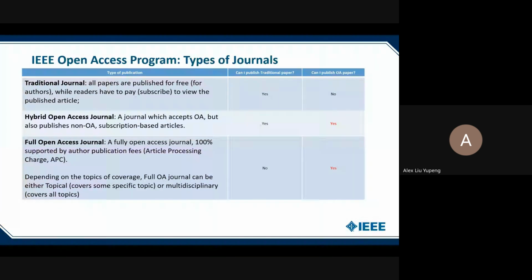So if somebody else, let's say your friend or your colleague from another university or the same university, even in the same class, wants to read your paper, he cannot get it from you because you no longer have the copyright. He has to pay or subscribe through the publisher as a reader to read your paper. So that is the traditional journal.